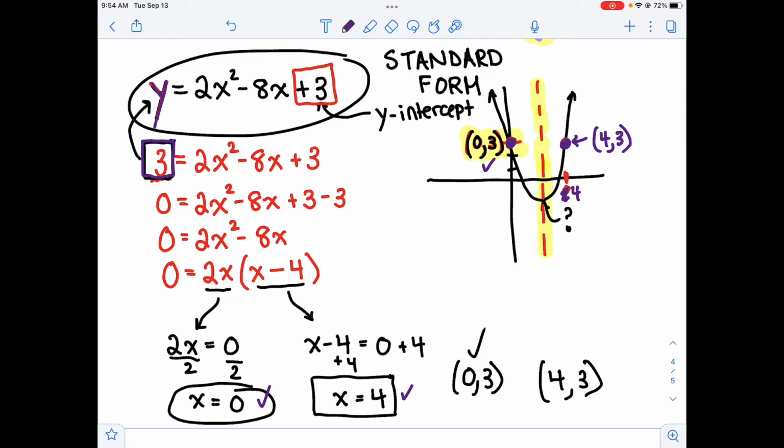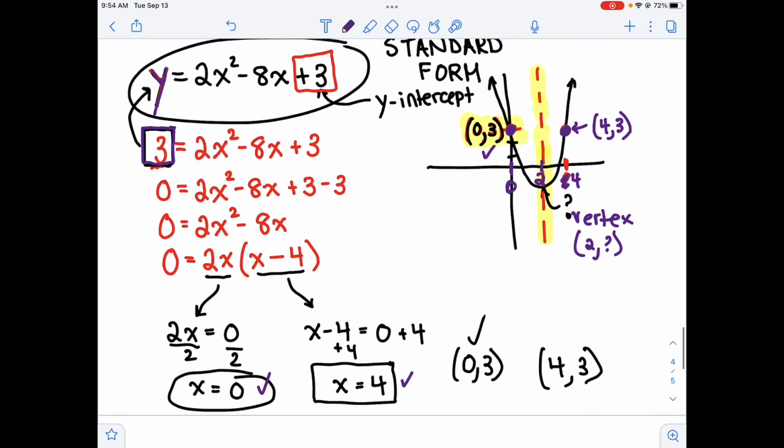Okay, so now I'm going to use my knowledge of the fact that parabolas are symmetrical to find the vertex. So I know that the vertex is going to be right in between 0 and 4. So what's right in between 0 and 4? 2. So I know my vertex is going to be at 2, something. I don't know what that y value is. But I know my vertex is at 2 because it's going to be right in between the two x values.